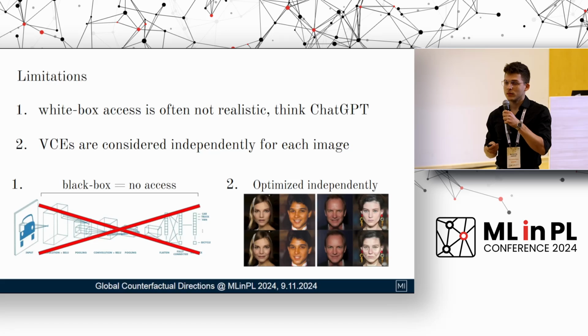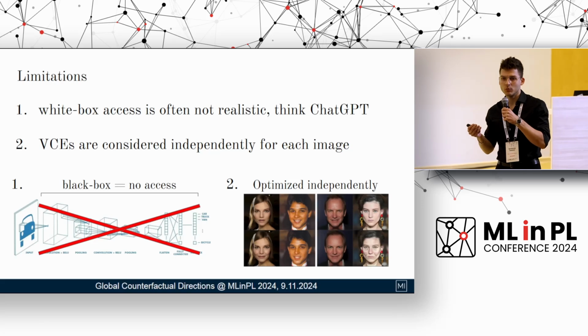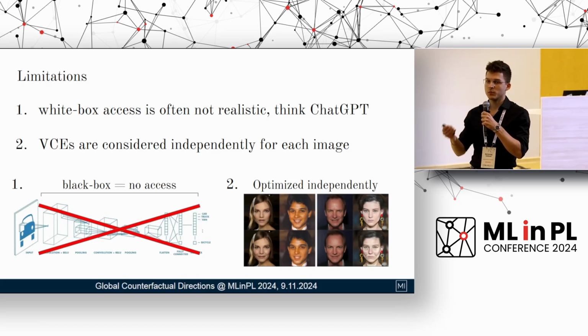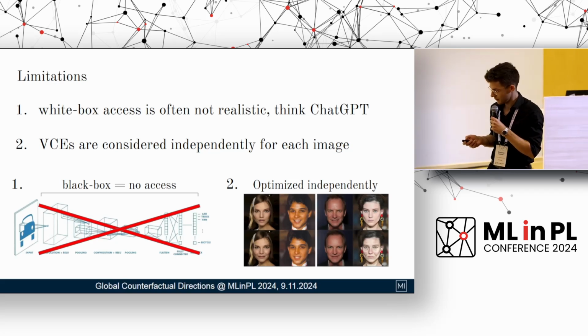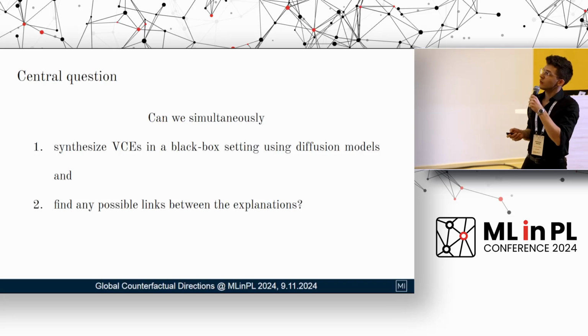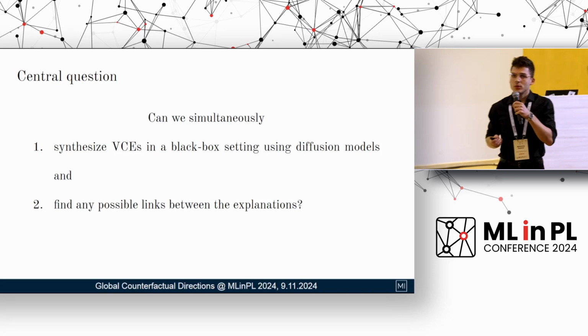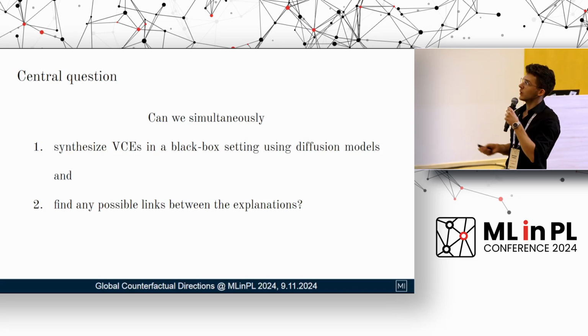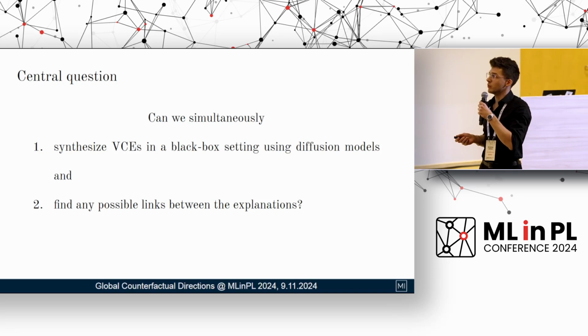The other issue is that for each image, the explanation is generated independently. So just theoretically, let's hypothesize that maybe there is some link between the explanations, because we still explain one single model, and then maybe we should just look for them, because why not, right? So now, central question. Can we actually synthesize those visual counterfactual explanations assuming only black box access, and simultaneously actually find those links? This would be some step forward in improving those explanations.